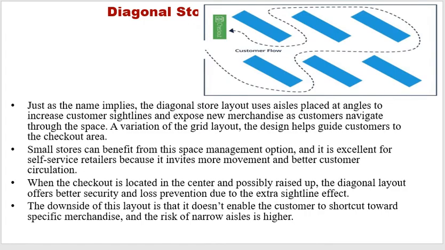Then you have the diagonal store layout. Just as the name implies, the diagonal store layout uses aisles placed at angles to increase customer sightlines and expose the new merchandise as the customers navigate through that space. It is a variation of the grid layout. The design helps to guide the customers to the checkout area. Small stores can benefit from this space management option, and it is excellent for self-service retailers because it invites more movement and better customer circulation.